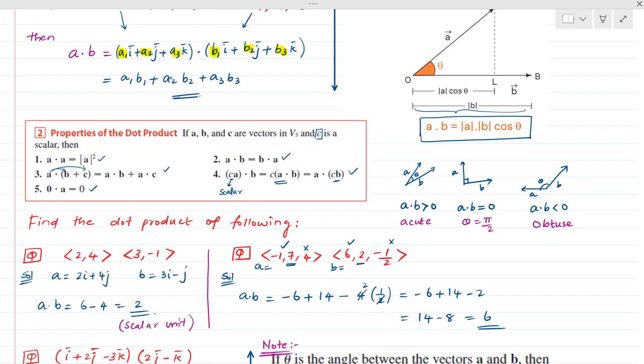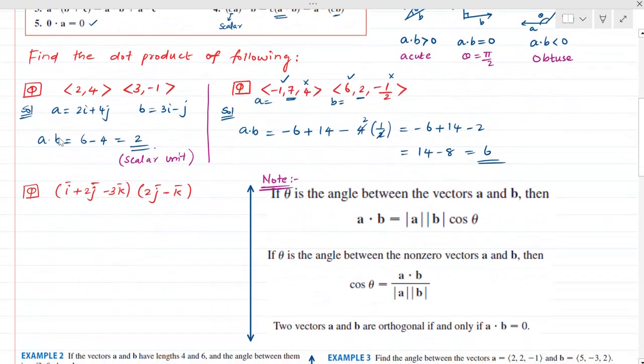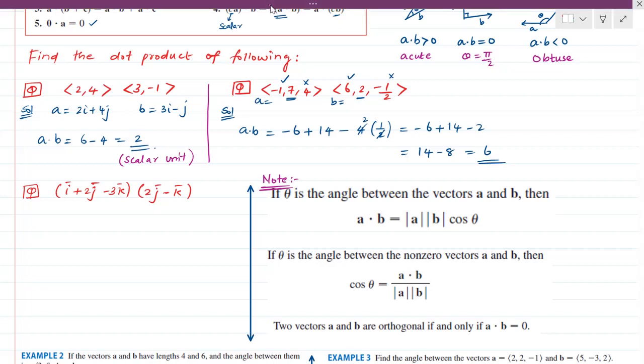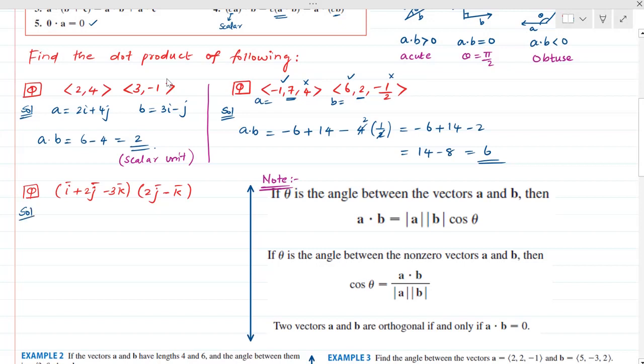Which is a scalar quantity, not a vector. So whenever you take a dot product of any two vectors, you will get a scalar quantity. Here also it is the same thing. There is no i value here, therefore it is 0 i.